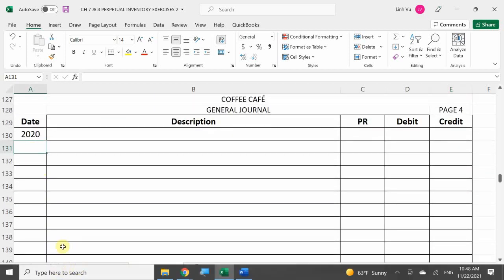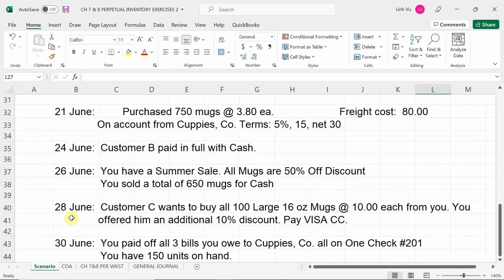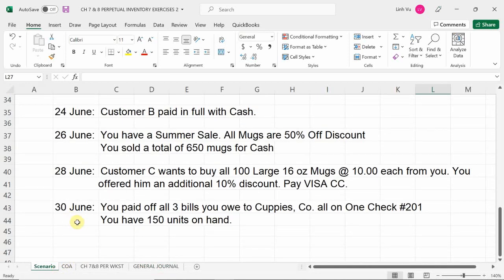Last but not least, let's see what happened here. On June 30th, you paid off all 3 bills that you owe to Cuppy's Co. all on one check, check number 201. Again, you have 150 units on hand, which we confirmed and verified is true. Now we need to figure out how much our total checks are going to tally up to, and so on and so forth.